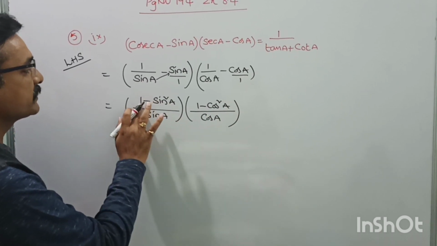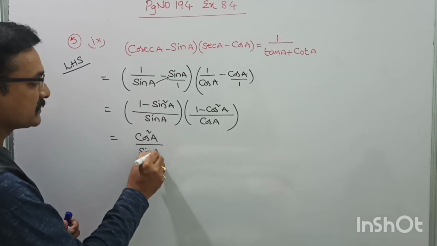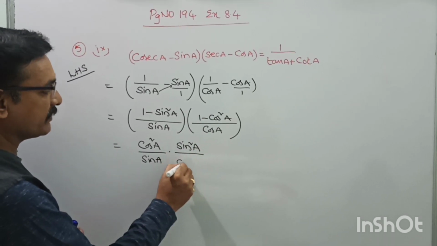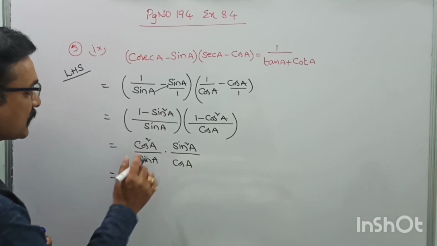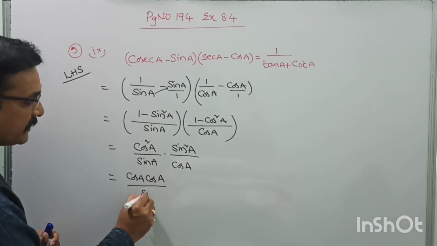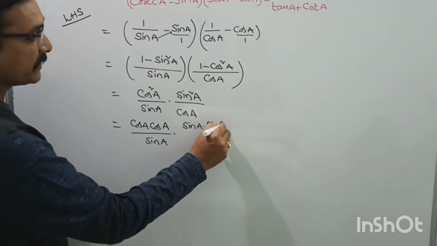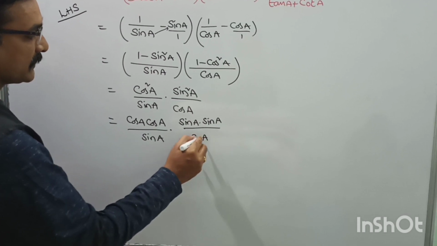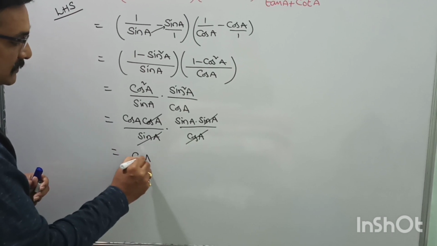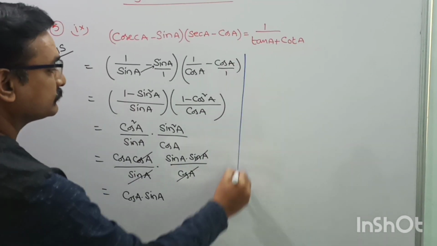Now directly the identity we can use here: 1 − sin²A we can write as cos²A/sin A, into 1 − cos²A we can write here sin²A/cos A. Just one more step here, cos²A means cos A into cos A by sin A, into sin²A means sin A into sin A by cos A. Now cos A gets cancelled, sin A gets cancelled, cos A into sin A.